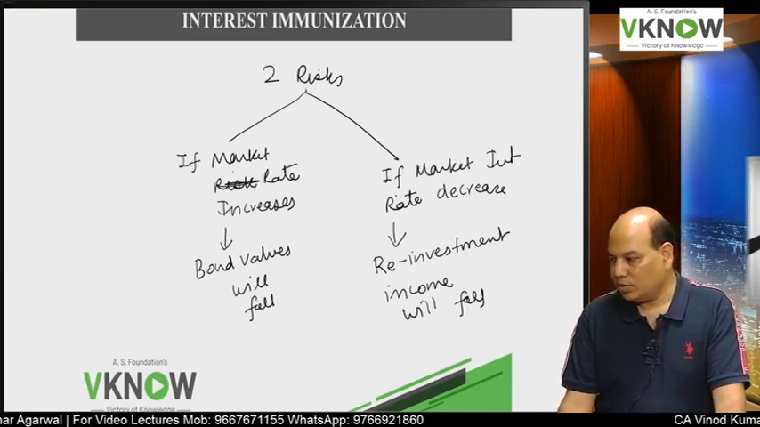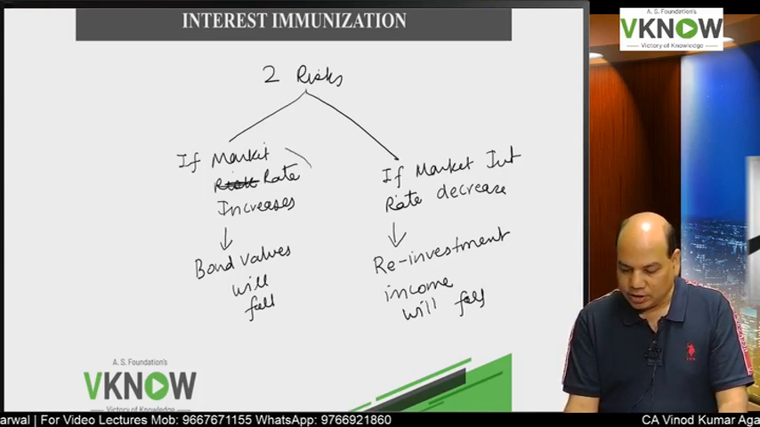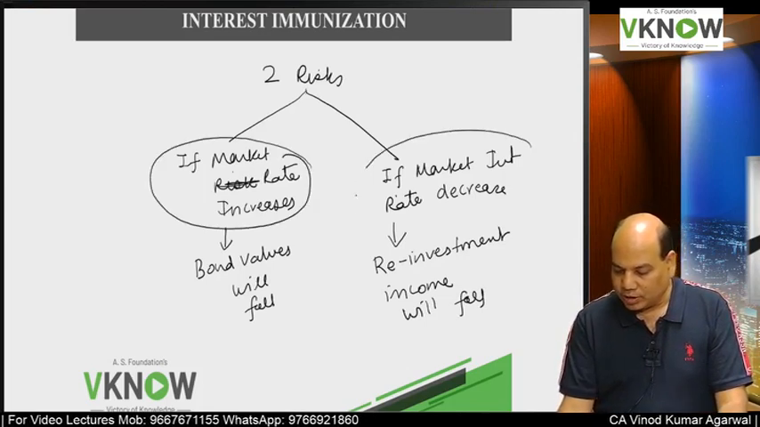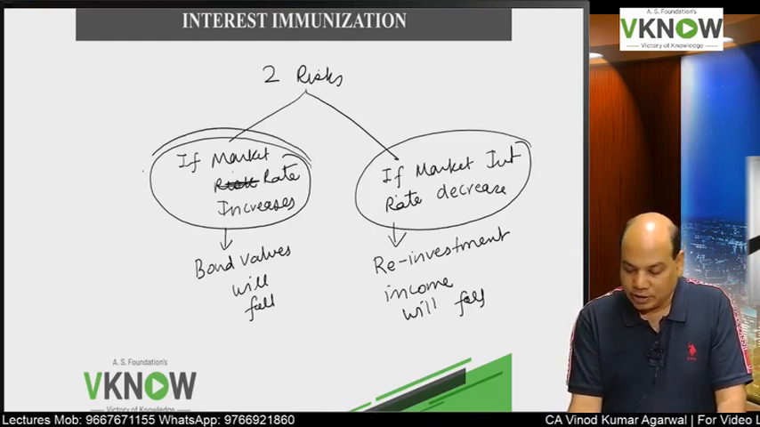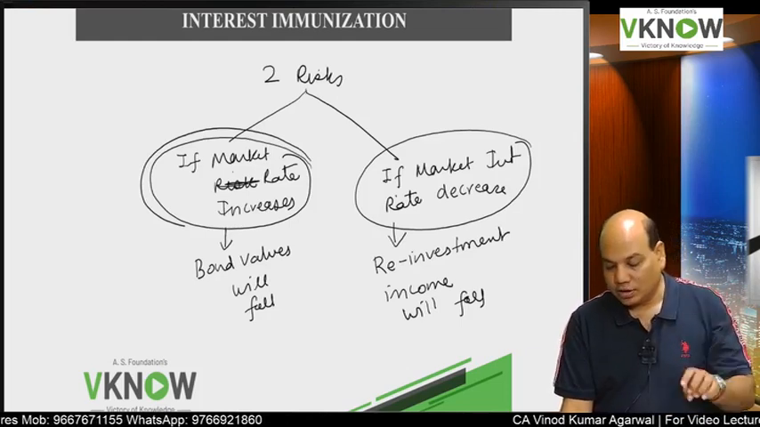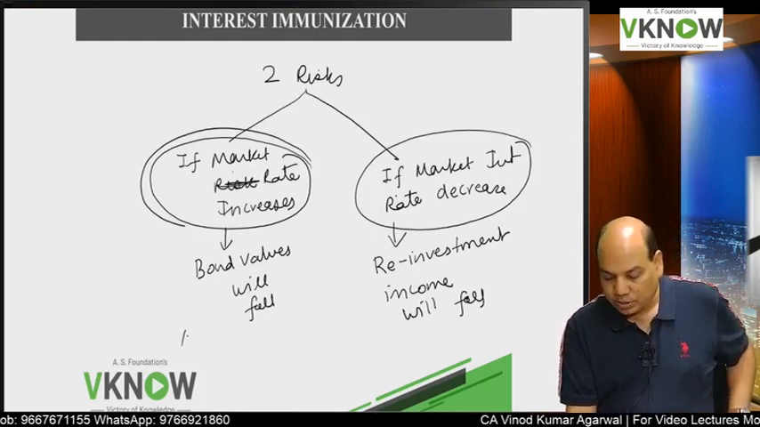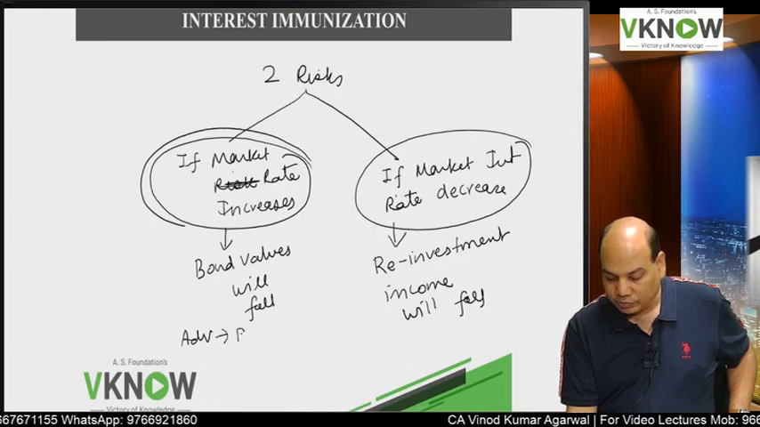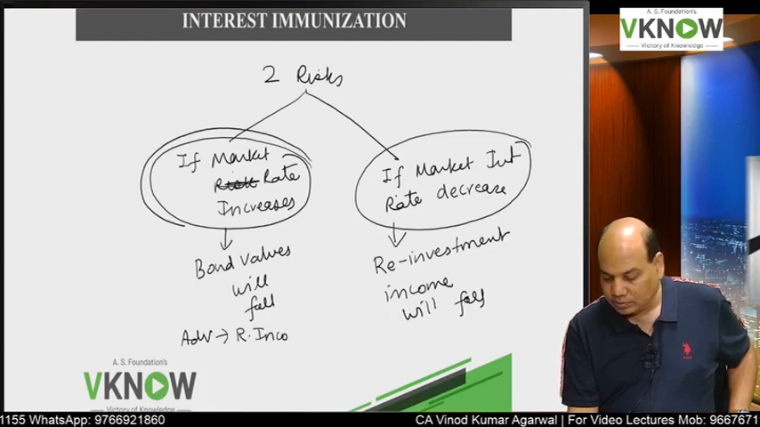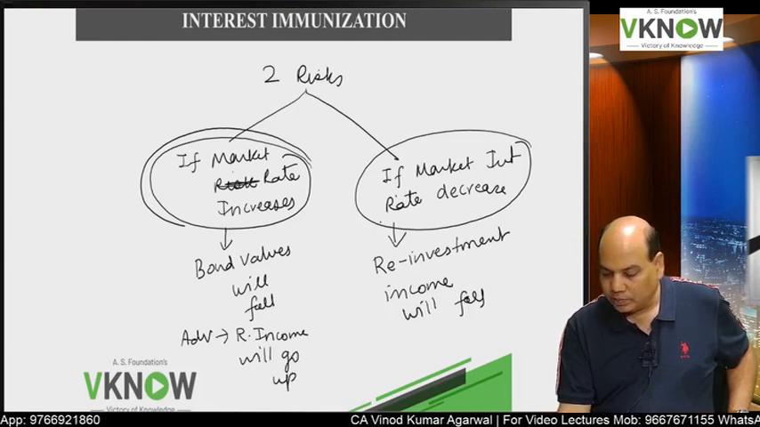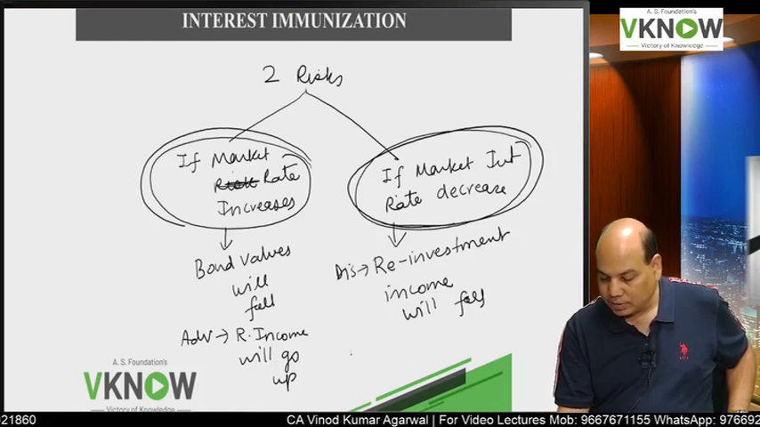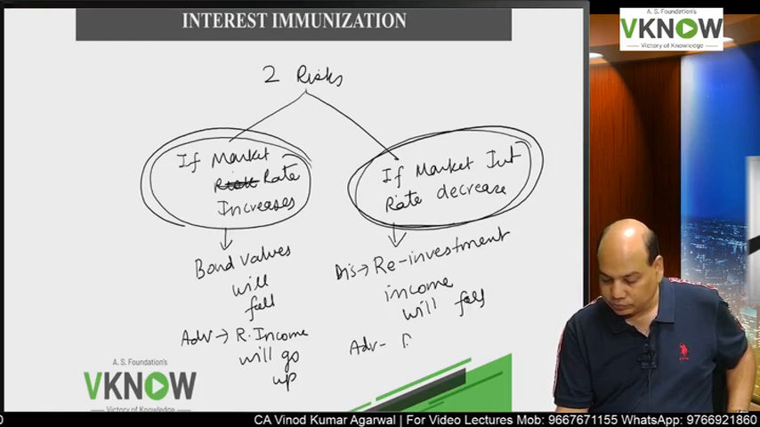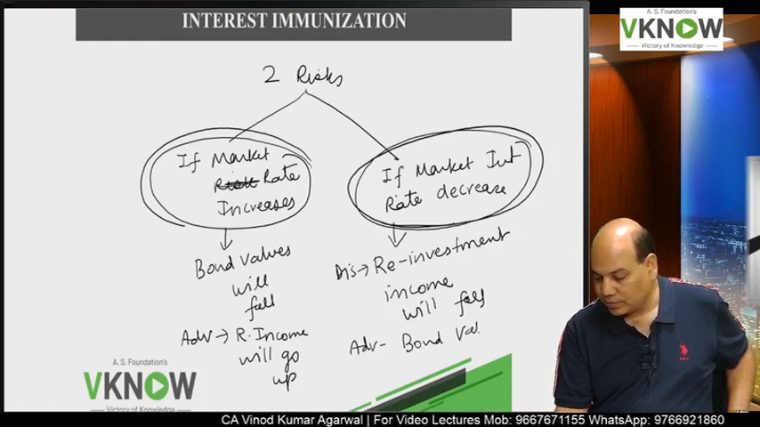So if market rate increases or market rate decreases, I am carrying one of the risks. If market rate increases, there is one disadvantage, bond value will fall, but there is one advantage also: reinvestment income will go up. And if market rate of interest decreases, there is a disadvantage, but there is an advantage also. Bond values will rise.